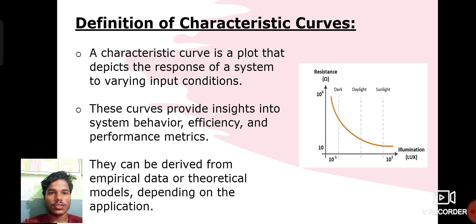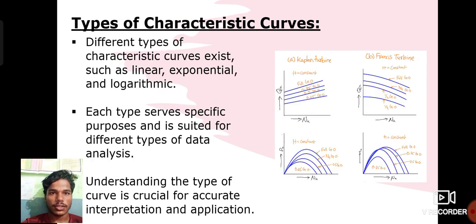Definition of characteristic curves. A characteristic curve is a plot that depicts the response of a system to varying input conditions. These curves provide insights into system behavior, efficiency, and performance metrics. They can be derived from empirical data or theoretical models depending on the application. Types of characteristic curves. Different types exist, such as linear, exponential, and logarithmic. Each type serves a specific purpose and is suited for different types of data analysis. Understanding the type of curve is crucial for accurate interpretations and applications.